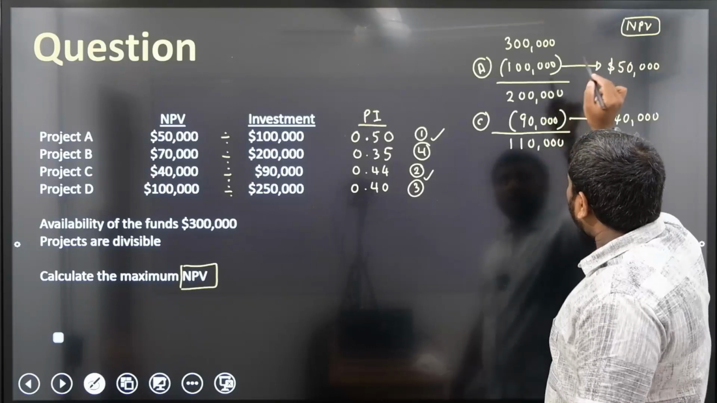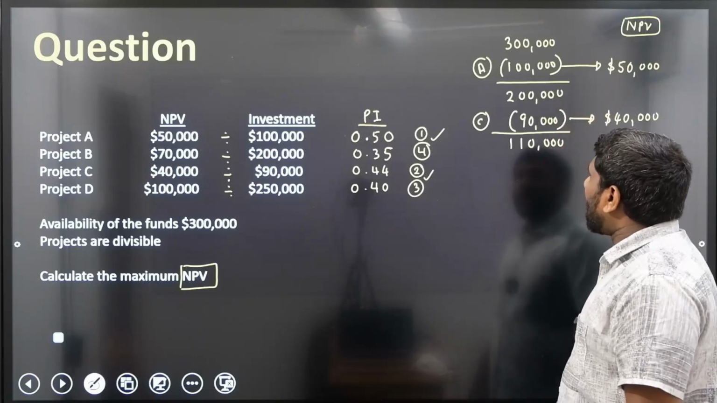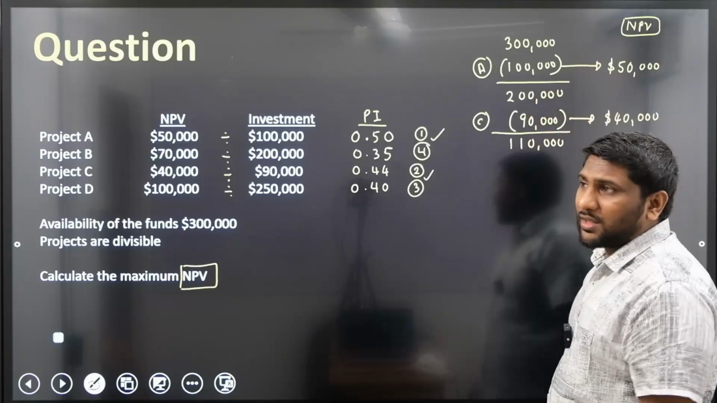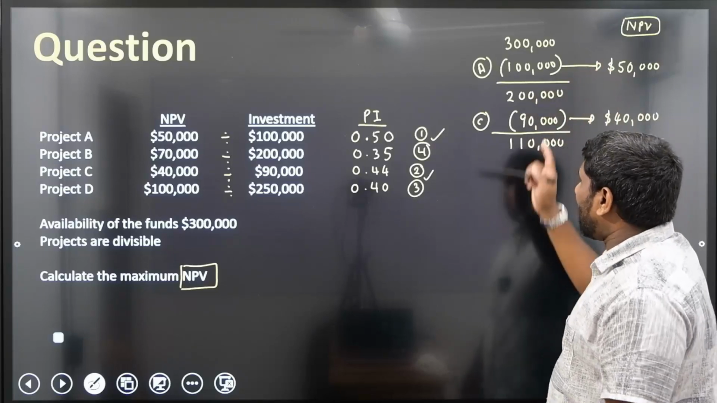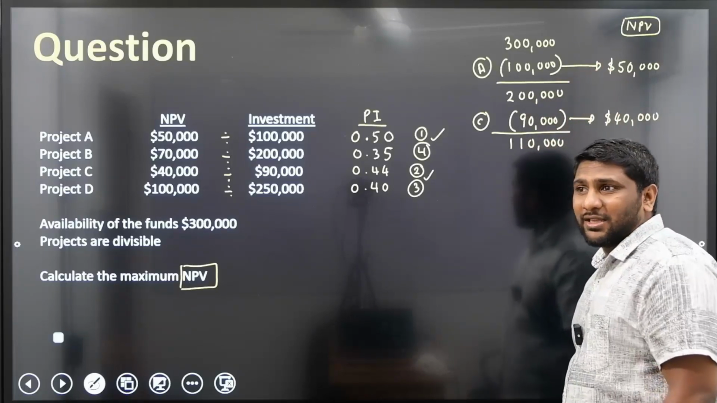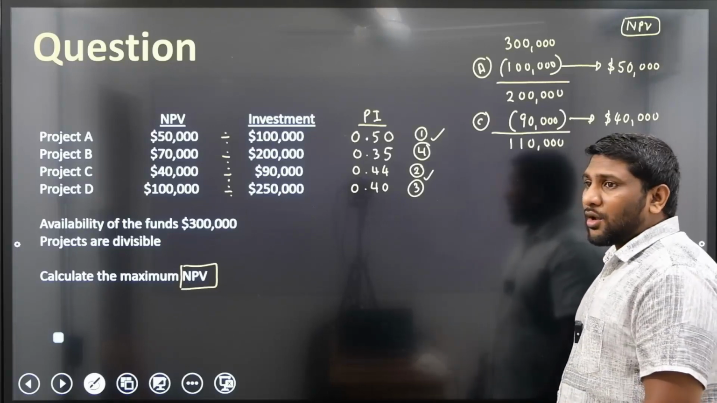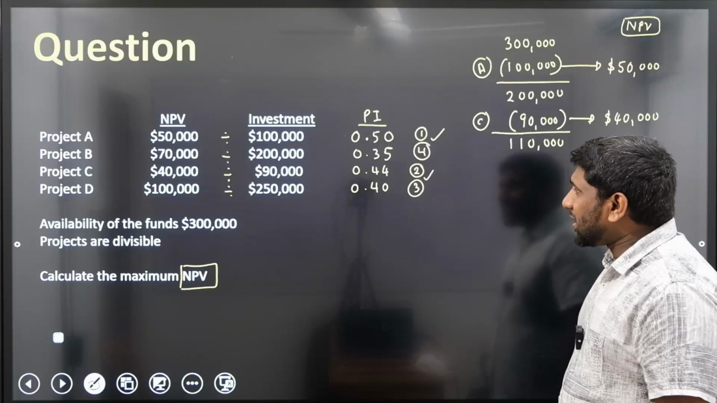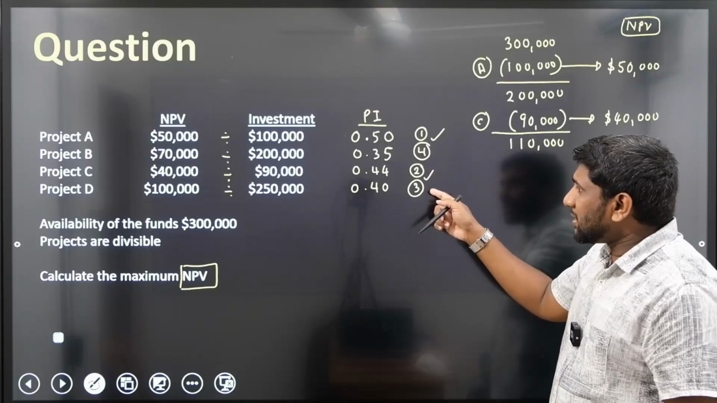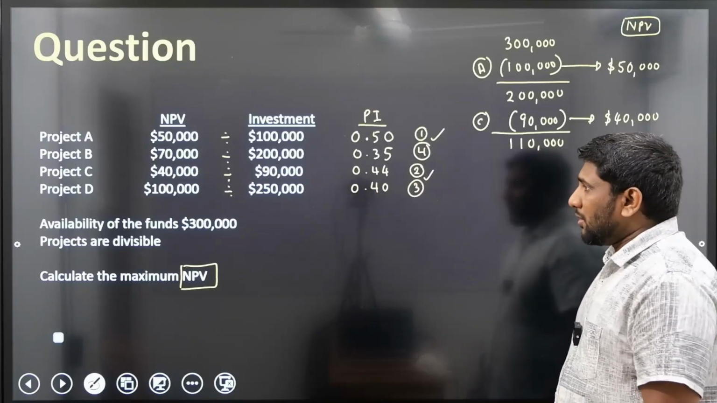Out of the 300,000, I have invested 100,000 for the project A and I have invested 90,000 for the project C. 190 is gone. We have only another 110,000. Now we are going to the next project. What is the next project? The project is project D.